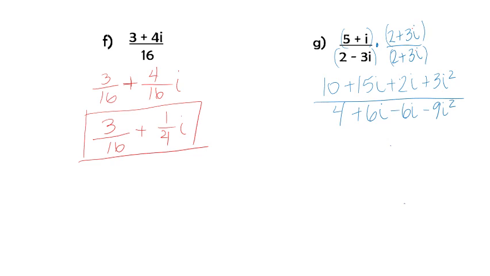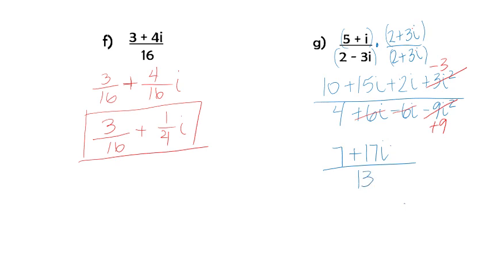Now we want to simplify these. The first thing that I'm going to do is go in and change those i squareds. Remember, i squared was equal to negative 1. So I would rewrite this plus 3 as minus 3. I'm going to rewrite this minus 9 as plus 9. And then a couple of other things. I noticed that these 6i's can cancel out. Okay. So I'd have 10 minus 3 is 7. Plus 15i plus 2i is 17i. Divided by 4 plus 9 is 13.